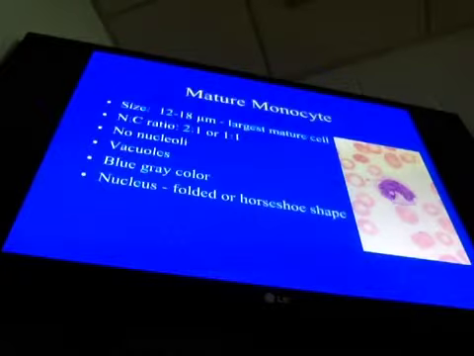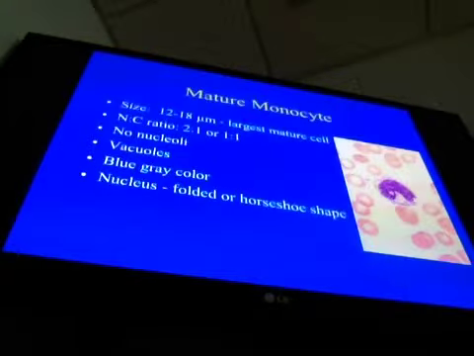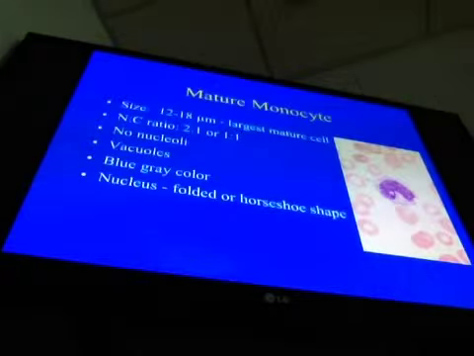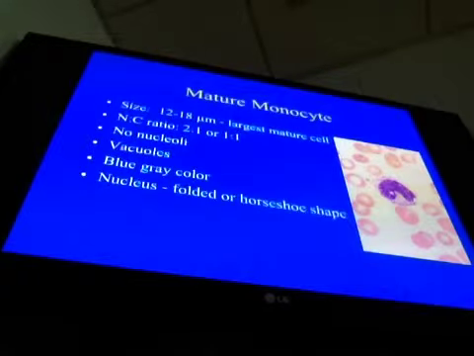That mature monocyte then, a little bit smaller, but it is the largest mature cell that we're going to see in the bloodstream. Again, we start to see more cytoplasm, the nuclear to cytoplasm ratio 2:1 or 1:1. This nucleus is very mature. We don't see those soft, spongy nucleoli. We do see vacuoles occur. That cytoplasm, again, is a blue-gray color. They call it a ground glass appearance, kind of smudgy looking. And the nucleus, while very matured, can be folded or in a horseshoe shape.